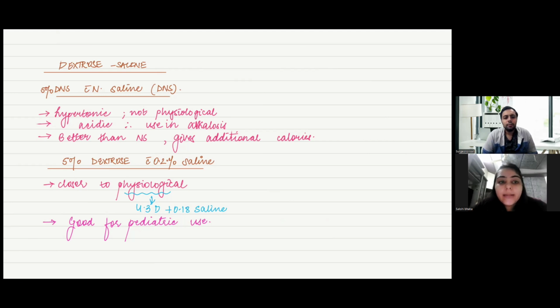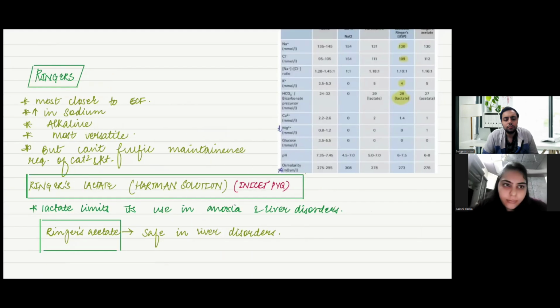And next we also have 5% dextrose with 0.2% saline, which is closer to the physiological volumes, and it is good for pediatric use. So next we have ringers. Ringers is mostly closer to the extracellular fluid composition, and it is rich in sodium, alkaline in nature, the most versatile fluid to be used, but it can't fulfill the maintenance requirements of calcium and potassium.